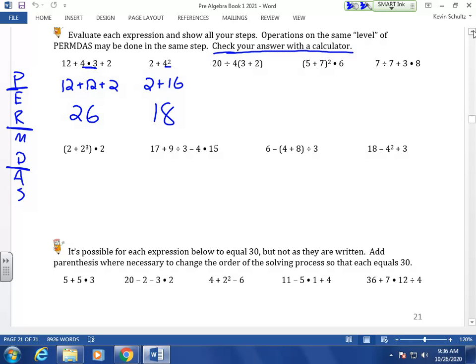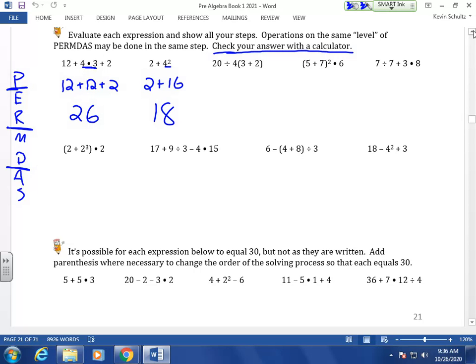Pick another one you'd like to do together. Either row. One that looks particularly fun. Top row, third one, fourth one, fifth one, bottom row, first, second, third, fourth. Top row, fourth one. 6 times 5 plus 7, parentheses squared.